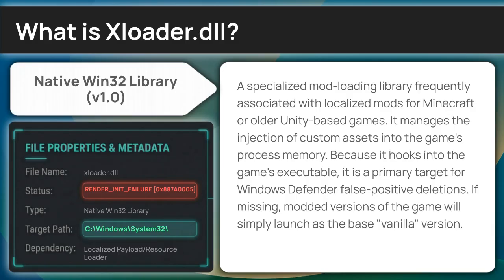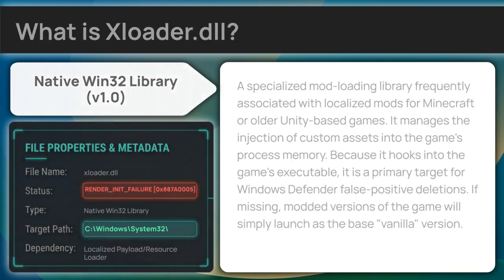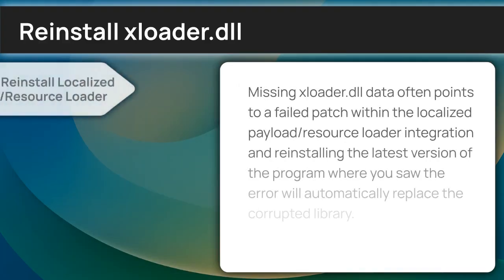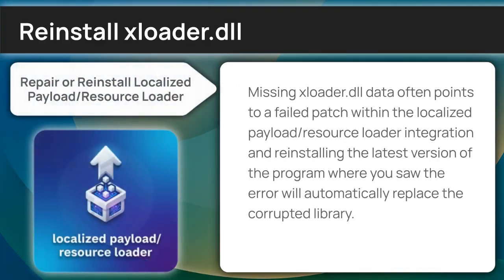Enough of the technical side. Let's get these files back onto your system. Missing Xloader module DLL data often points to a failed patch within the Localized payload/resource loader integration, and reinstalling the latest version of the program where you saw the error will automatically replace the corrupted library.